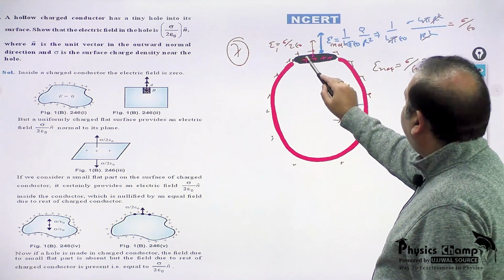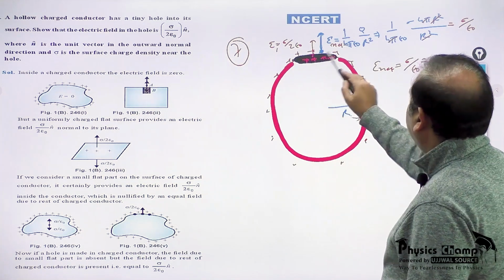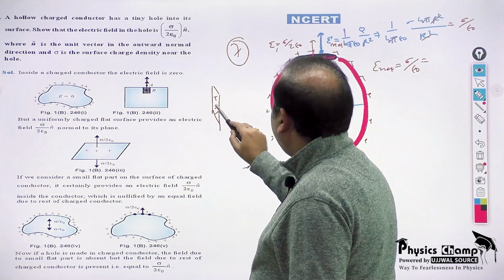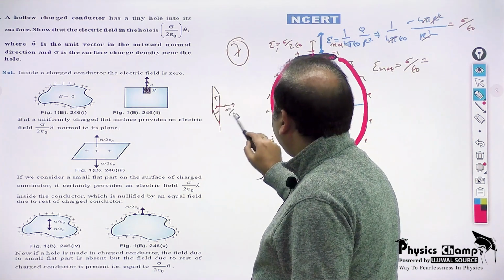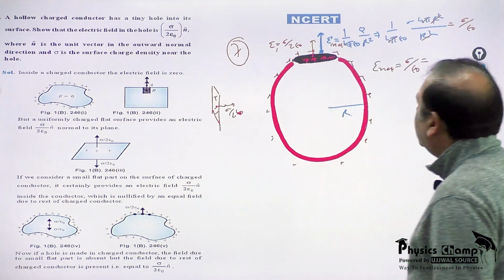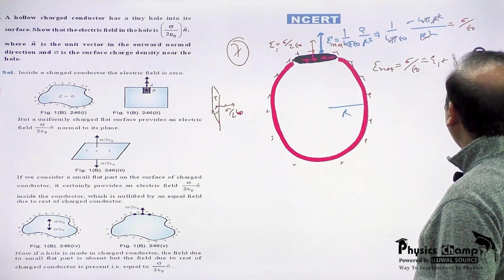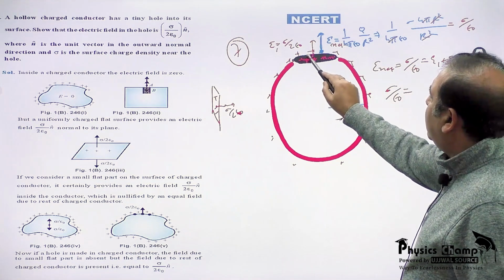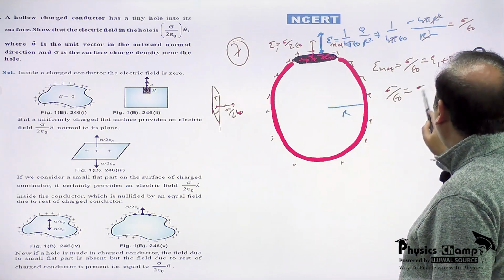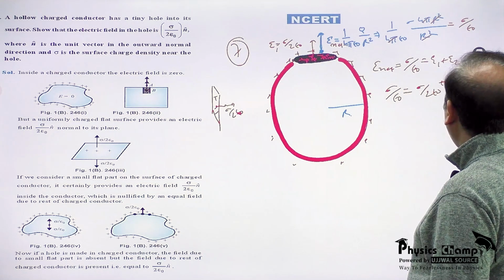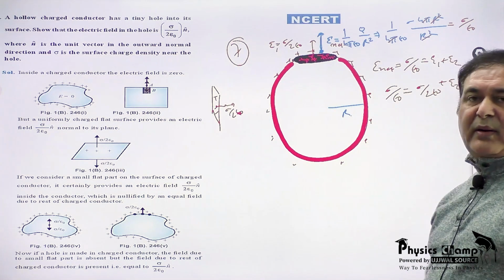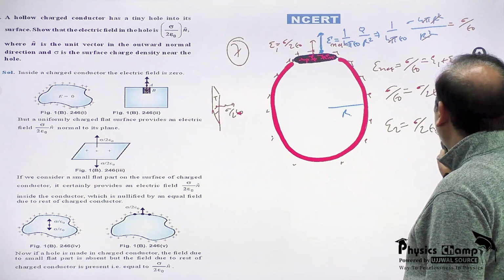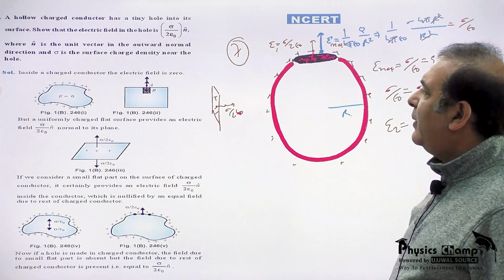One is the electric field due to this part, and we have learned that due to a sheet of charge the electric field is sigma by 2 epsilon naught. So it will consist of E1 plus E2. E1 stands for the electric field due to this sheet of charge, sigma by 2 epsilon naught, and E2 stands for the electric field due to the rest of the conductor. So the electric field due to the rest of the conductor would come out to be sigma by 2 epsilon naught.